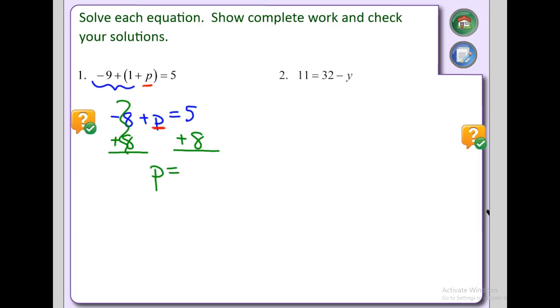Now, let's look over here on the back half of my equal sign. We've got 5 plus 8. They're the same sign, so that means we're just going to add them, and 5 plus 8 is 13.